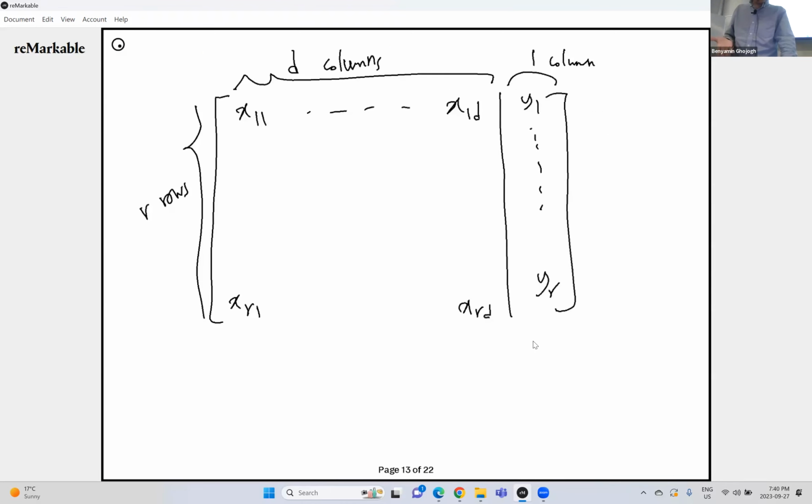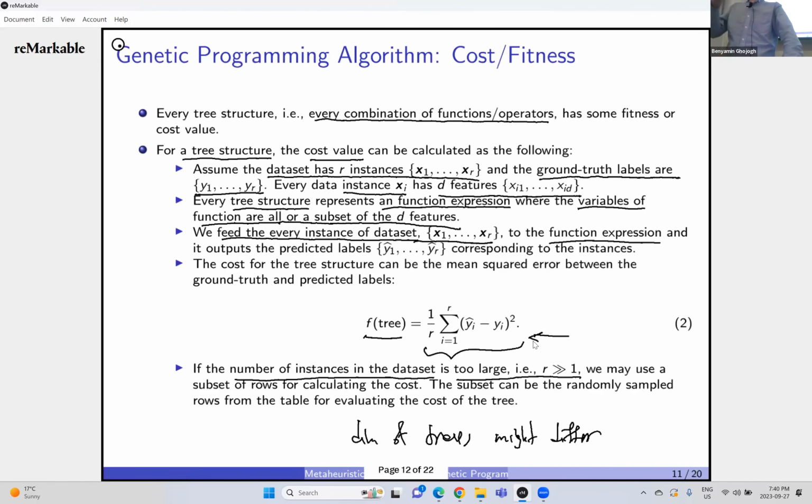You can use other loss functions, but mean squared error is usually used for continuous labels, right? Because here the labels are continuous.